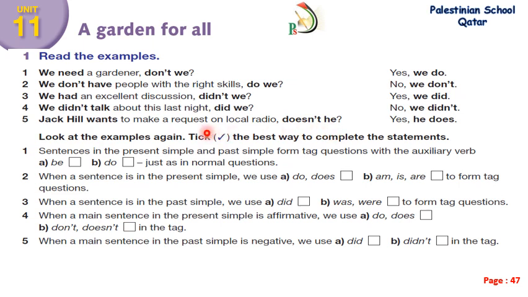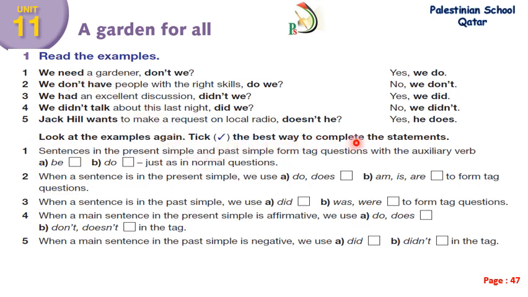Exercise 1, page 47. Read the examples. We need a gardener, don't we? We don't have people with the right skills, do we? We had an excellent discussion, didn't we? We didn't talk about this last night, did we? Jack Hill wants to make a request on local radio, doesn't he? Here: yes we do, no we don't, yes we did, no we didn't, yes he does. Look at the examples again here.